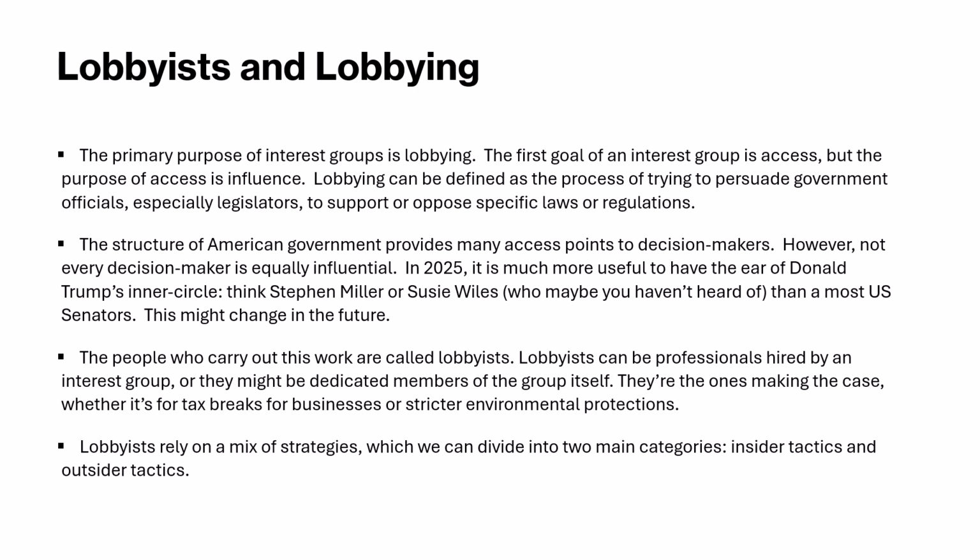However, every decision maker is not equally influential. In 2025, it's much more useful to have the ear of Donald Trump's inner circle than most US senators. It might be great, for instance, to be best friends with AOC or with Bernie Sanders. But people are out there yelling and complaining because they don't have the ability to just go and talk to the president and persuade him.